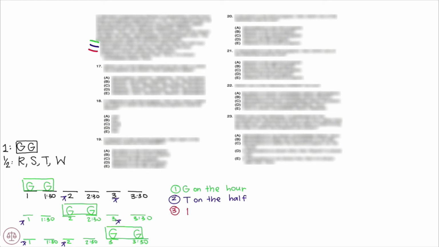Rule number 3, R is shown earlier than S. So we have R earlier than S. So that means S isn't going to be at 2 o'clock in our first scenario, and R isn't going to be at 3:30 in our first scenario. We know in our second scenario, S is not at 1 o'clock, and R is not at 3:30. And in our third scenario, S is not at 1 o'clock, and R is not at 2:30.